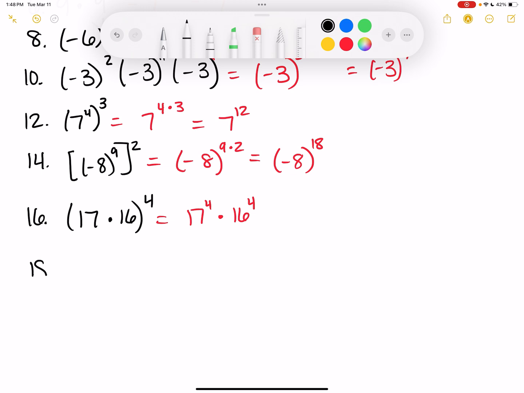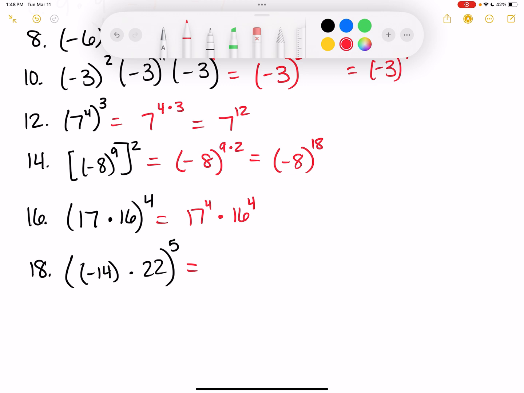I'm doing number 18. In parentheses, and then I've got another parentheses with a -14 in it, times 22, and then it's all being raised to the 5th. What would I do with this one? The same thing we did with the last one. I'm distributing it now.